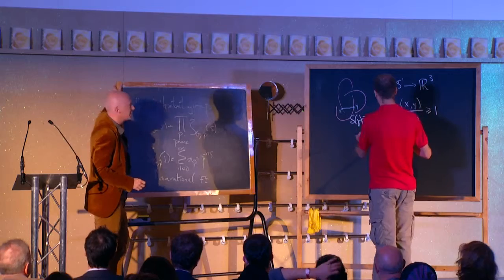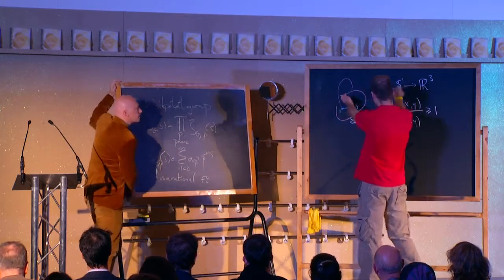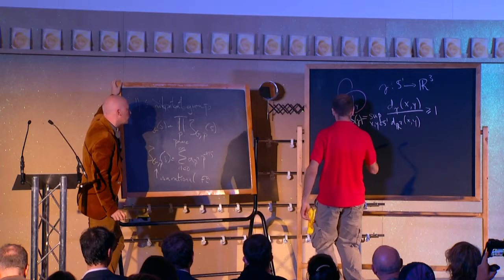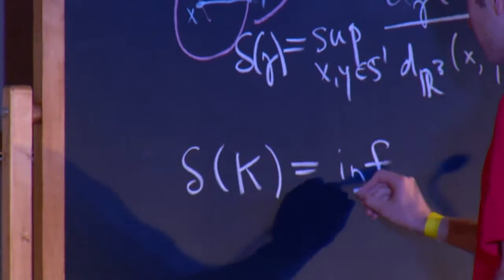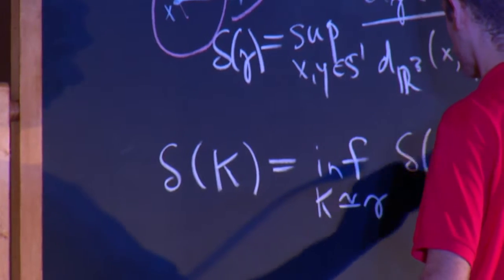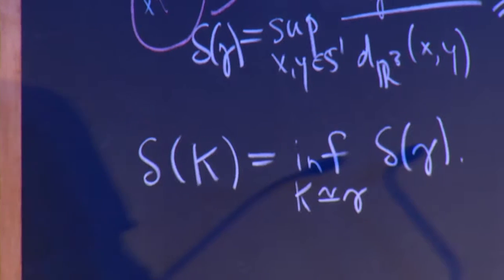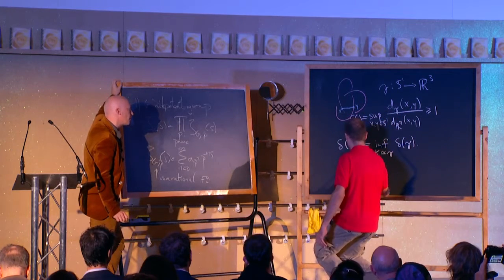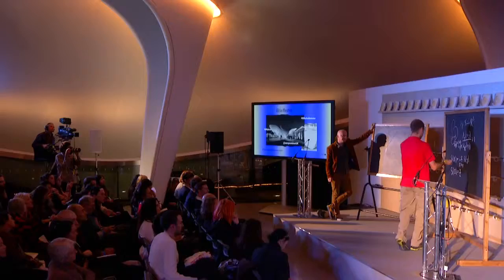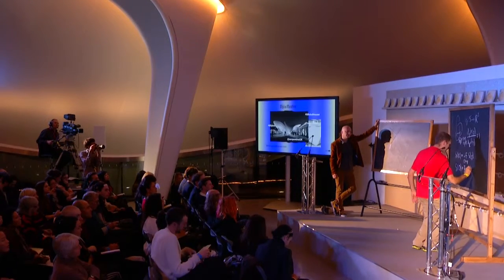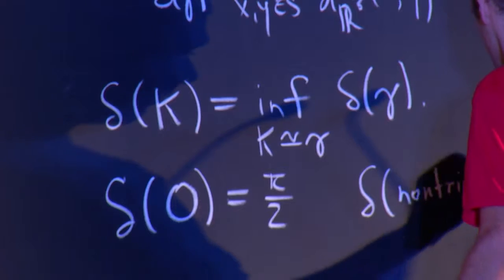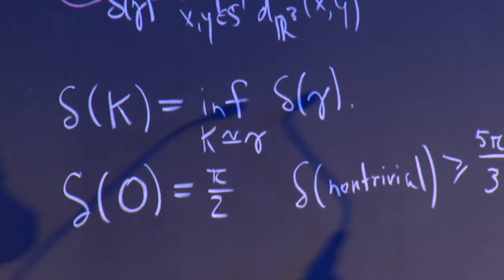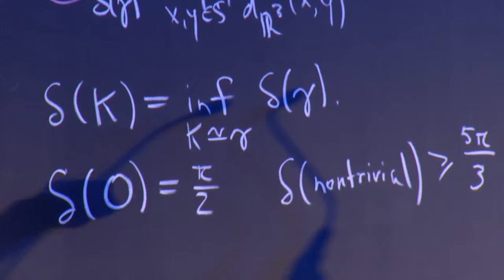Great. So if I have a knot class, not the specific curve, but I want to consider all things isotopic to that curve, I can also define the distortion of the knot class as simply the smallest distortion over any curve which represents that knot class. So you can think of this as a measure of the complexity of the knot. For example, the distortion of the unknot is pi over 2, and that's realized by the round circle. And the distortion of anything non-trivial, so if it's knotted, it's at least 5 pi over 3.